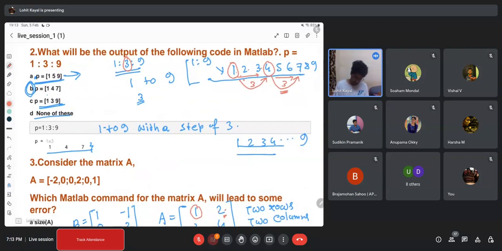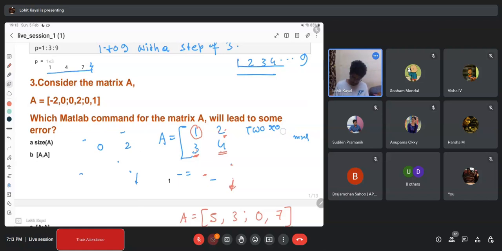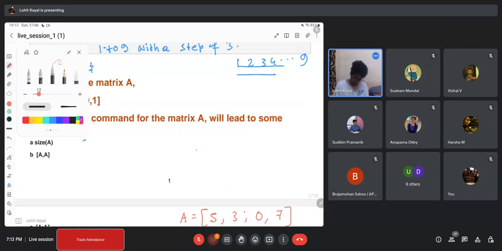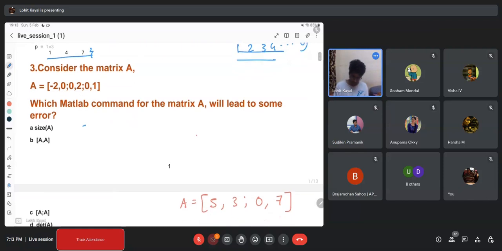Okay, so now let's go to the question. Let me just erase this. Now, this is a good exercise. Now I have -2, 0, then colon, 0, 2, then colon, 0, 1. Then what will be the matrix?